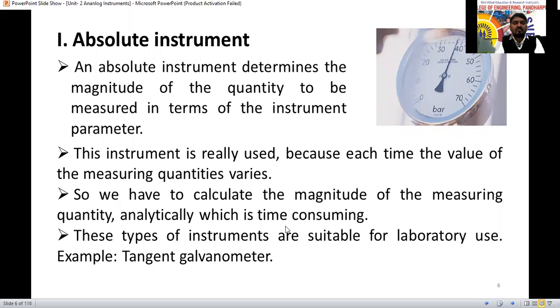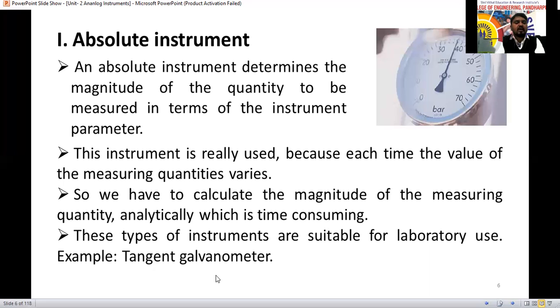If we use a watt meter, we would have to convert afterwards. So it will be calculated analytically, which is time consuming. Instead of using this, if we make a direct watt meter connection, it is going to display the values directly over there. So these types of instruments are suitable for laboratory use.